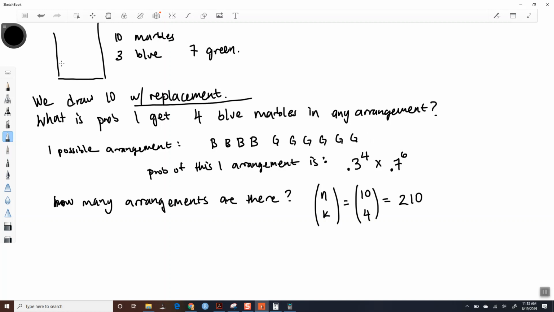Okay, so the total probability will be 210 times 0.3 to the 4 times 0.7 to the 6.